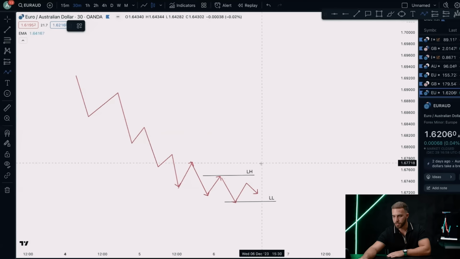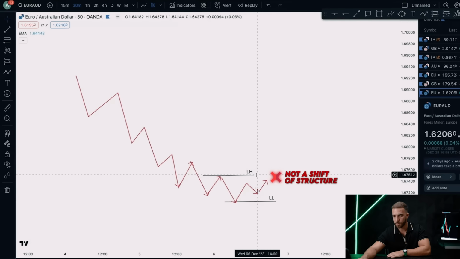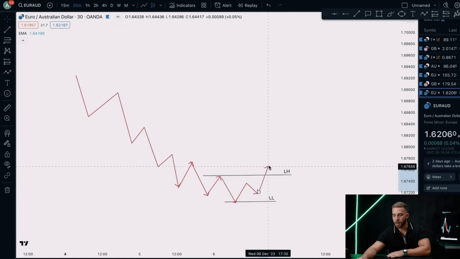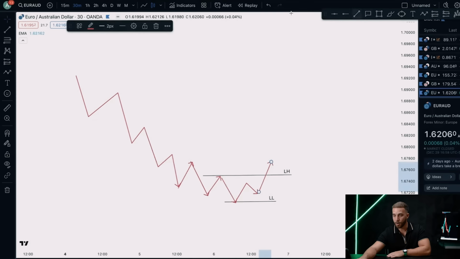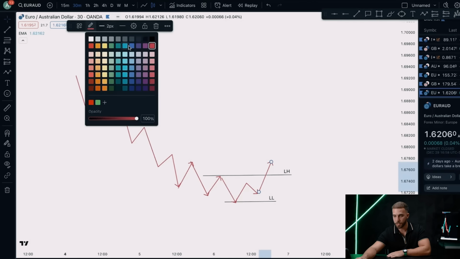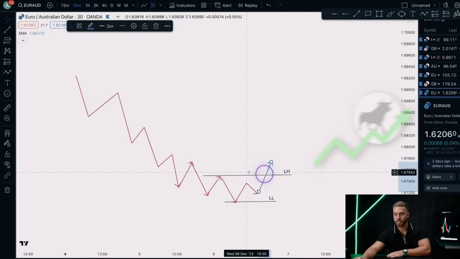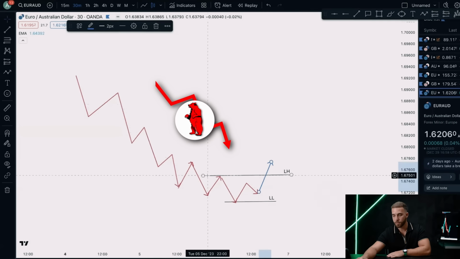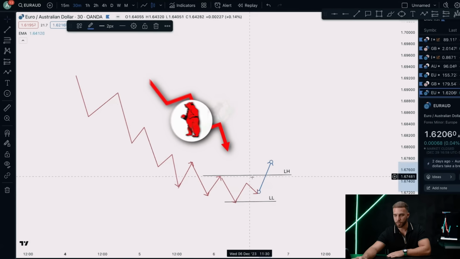Same thing if this does this right here. Again, this is not a shift of structure because a shift of structure is only when we body close above this structure point right here. Now, the moment we do body close above this line, now this time frame has shifted to bullish. This is now a shift of structure. So this bearish structure in this market has now shifted bullish.